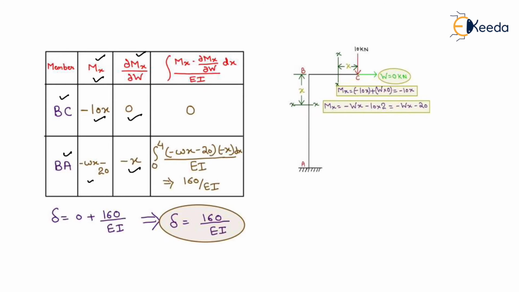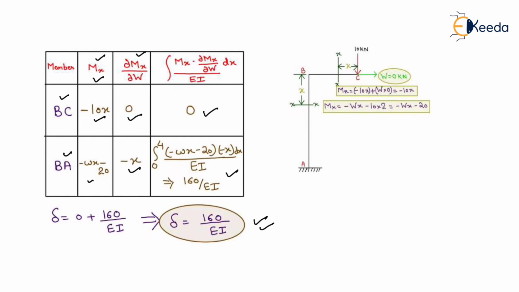Now we will compute the value, that is, integration of Mx into del Mx upon del W into dx upon EI. For BC, it will be equal to 0 and for BA, it will be equal to 160 upon EI. Now the total deflection of joint C in the horizontal direction will be equal to 160 upon EI. That will be the complete solution of this question.